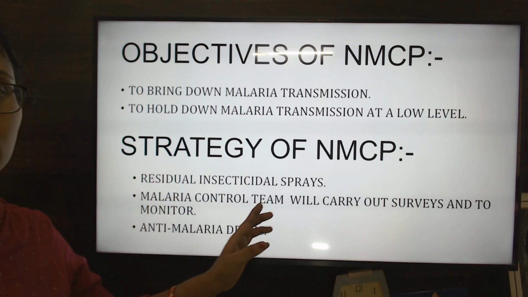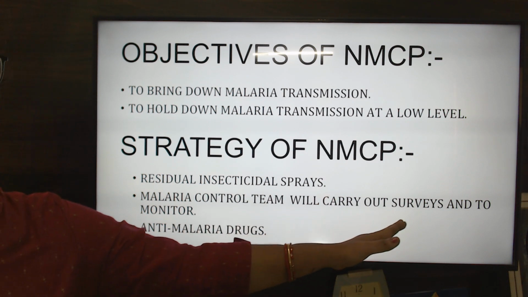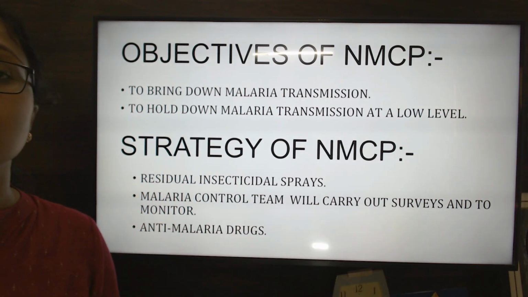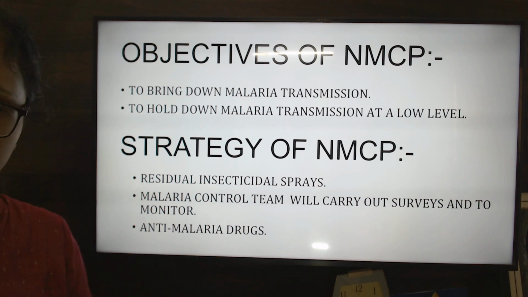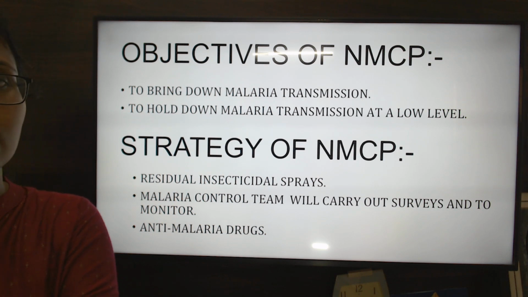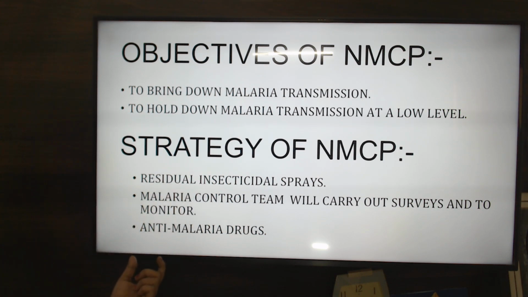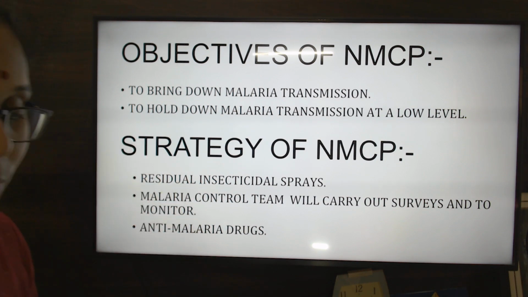So this insecticidal spray was launched, and the malaria control team would carry out surveys and monitoring. State-wise, some people are considered the malaria control team, and they monitor and survey the fever cases. If they find the cases positive, then they are sent to the institution to take anti-malarial drugs. So these are the three modes of action, or strategies, by which we can reduce malaria cases.